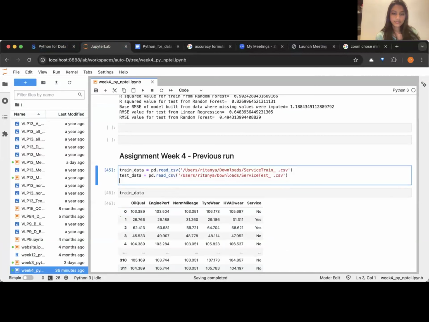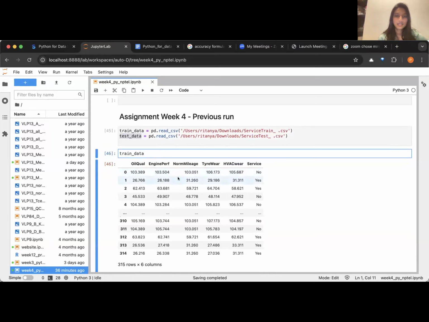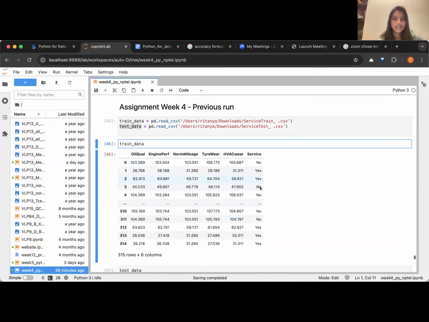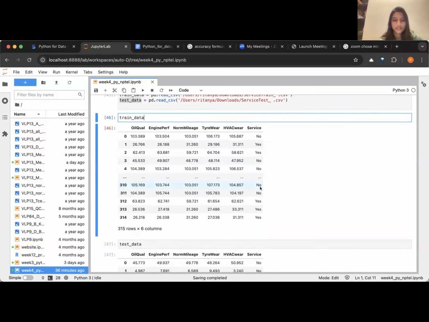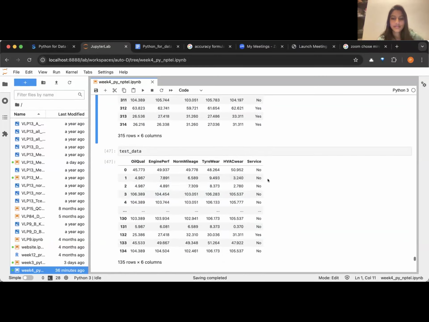We're just reading the service train and service test CSV files as train data and test data respectively. We are just looking at what's in the data. We can see all these are independent variables. Service is what we need to predict. You can see that there is yes and no, and the machine will not understand this. We need to encode it as 0 and 1. Both test data and train data have the same structure.